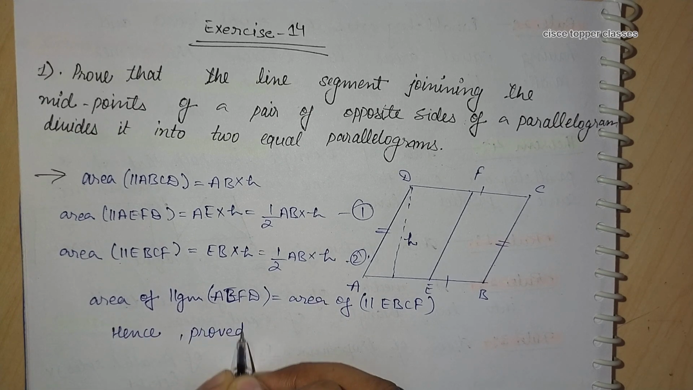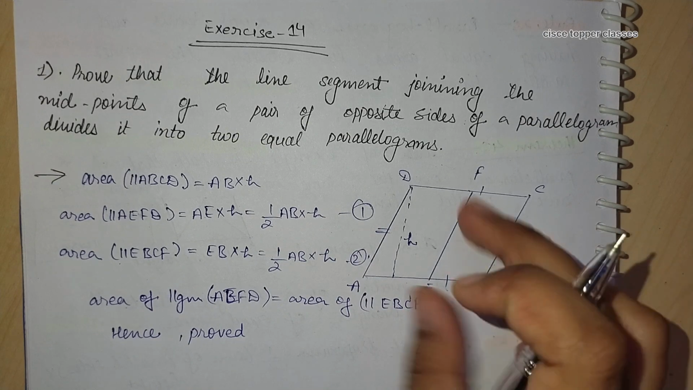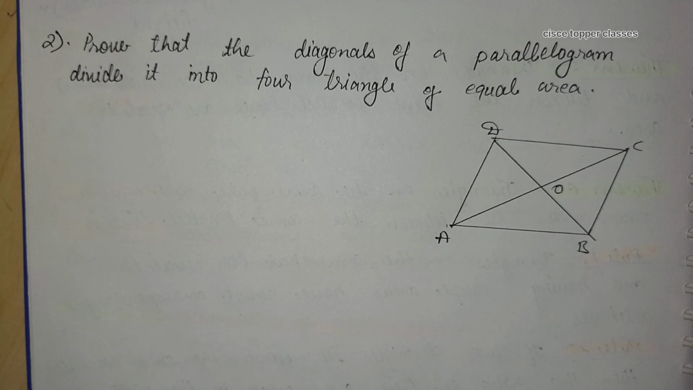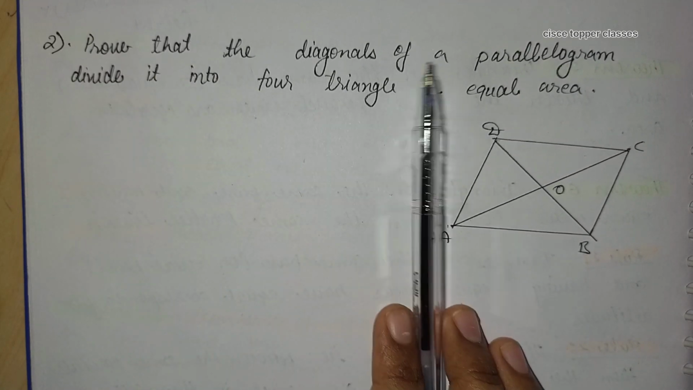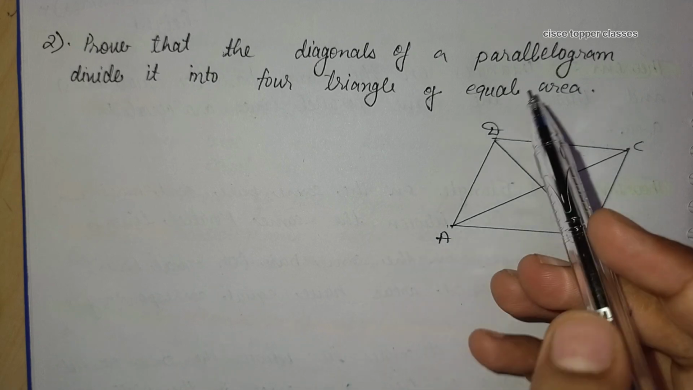So this is the final answer, hence proved here, that the line segment joining the midpoints of a pair of opposite sides of a parallelogram divides it into two equal parallelograms. Now let us solve question number 2 here. We have to prove that the diagonals of a parallelogram divide it into four triangles of equal area.